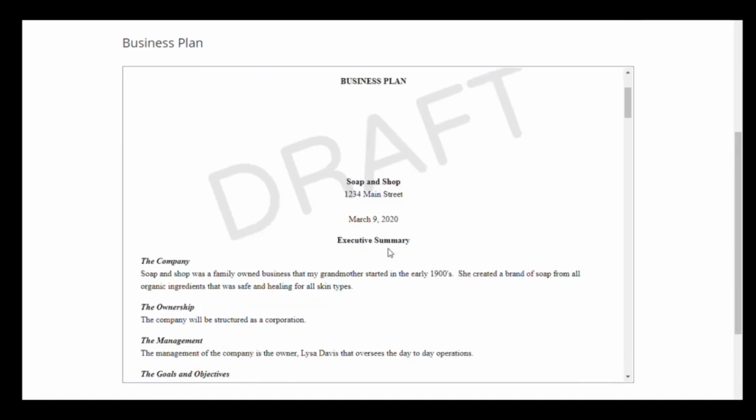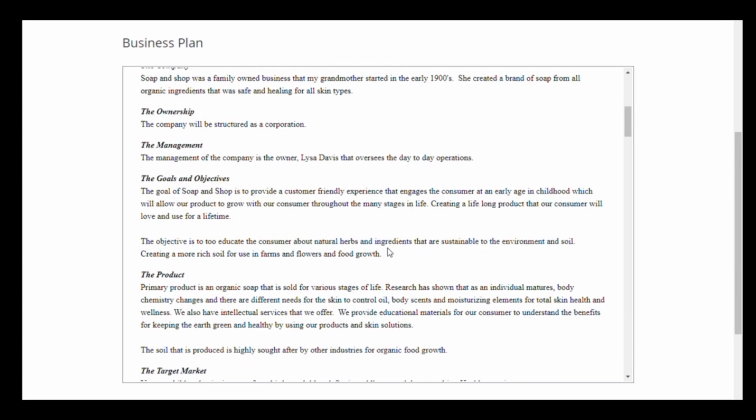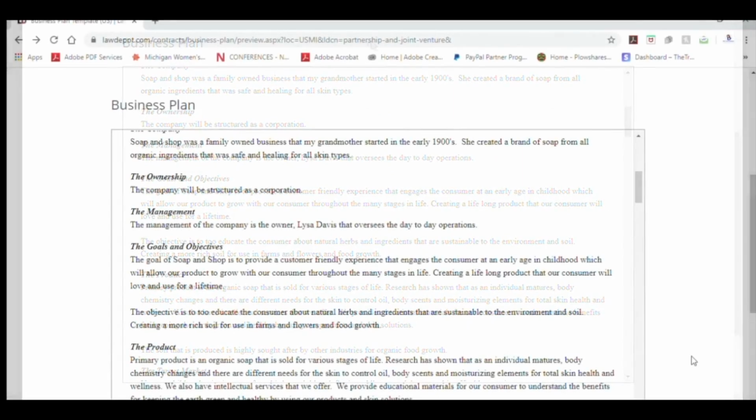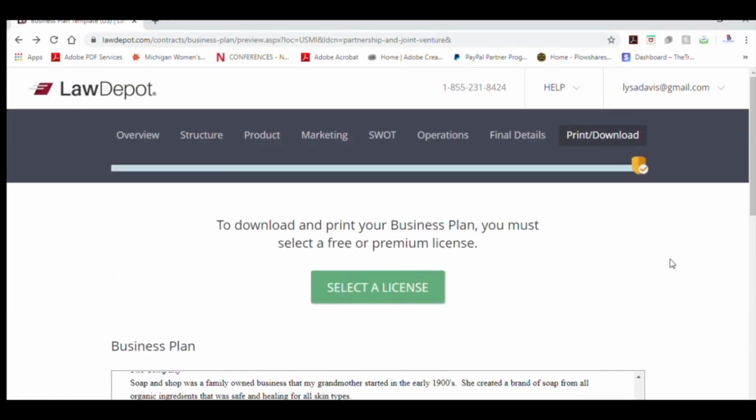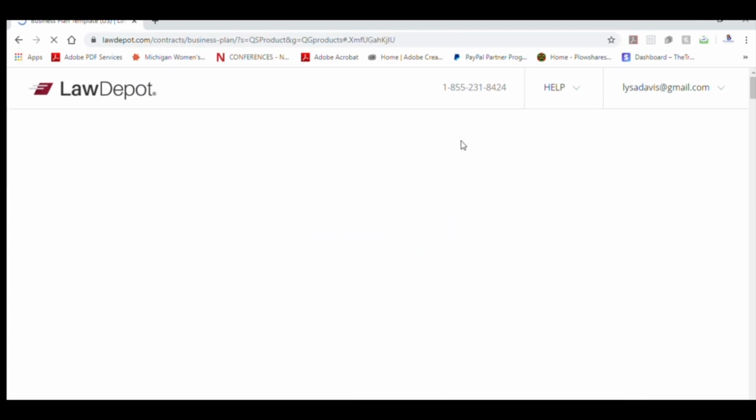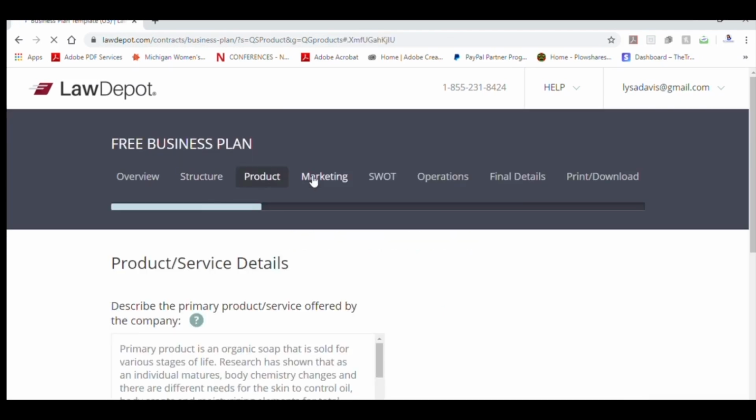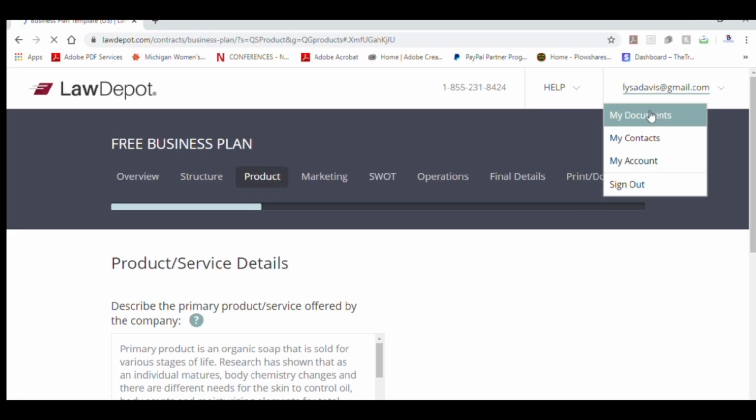Love, love, love this template. Love, love, love this software. Love, love, love this site. I've used Law Depot for many things, not just a business plan. I've used it to create joint venture agreements, joint business agreements, independent contractor agreements, business plans, contracts, proposals.